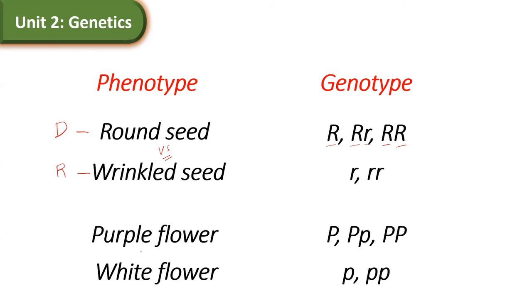In your phenotype, if you can see the purple flower, it is your dominant trait. So I can write it as a big P, or a combination of one big P and one small p, or double PP. If you can see only white flower, which is recessive, I can write it as a small p or double small p.